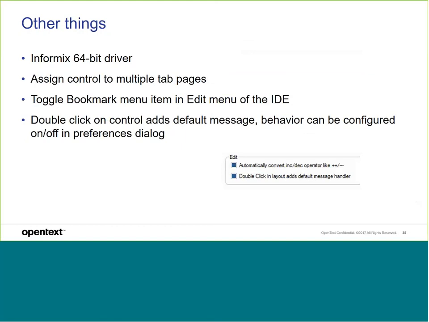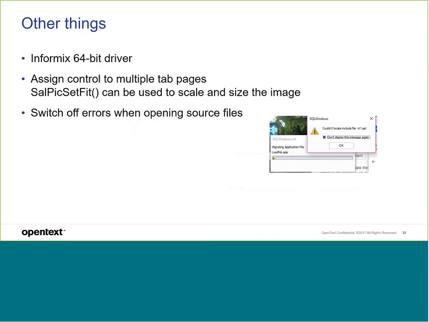And you know that feature, when you double click on a control, it adds the default message into the code. This behavior can now be configured in the preferences dialog, so you can switch that on and off if you don't want to have that, and keep creating unwanted message sections, basically.